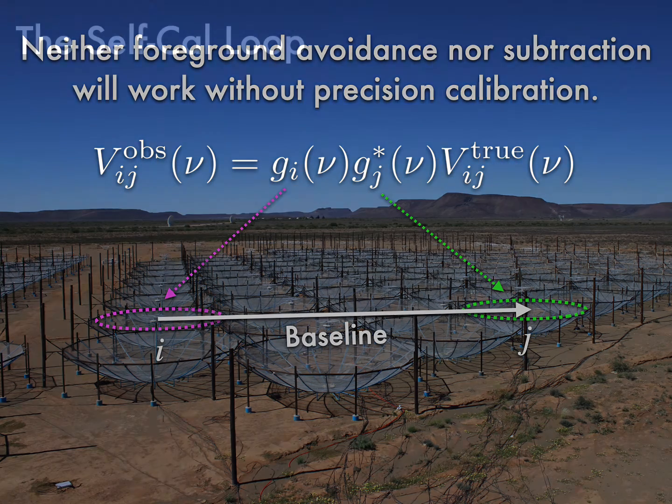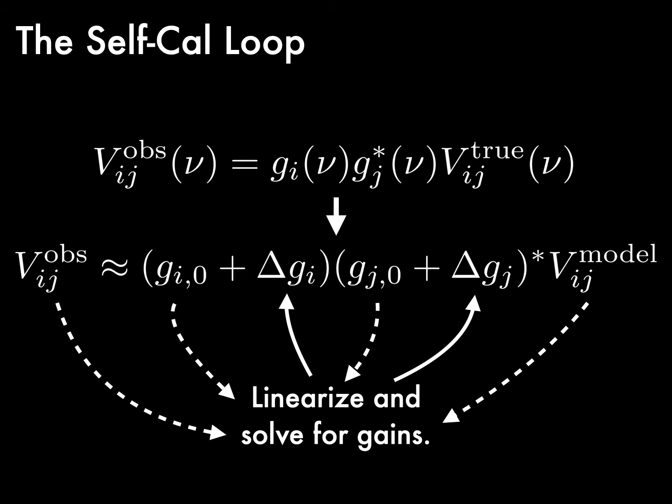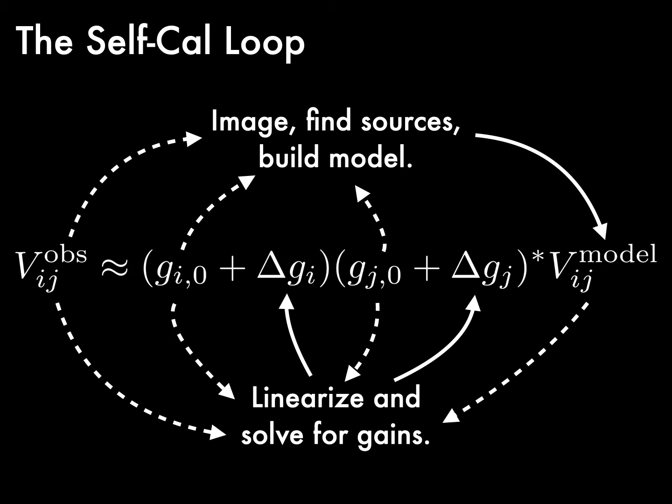Now, the traditional way to approach this in an imaging and therefore foreground subtraction-based regime is to do the following. You take your gains and you parameterize them by some delta so that you can linearize these terms. You drop the second order terms. You have some model of the sky. You use that to solve for your gains. You update that until it converges. Then you make an image.